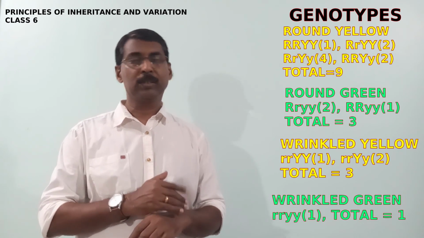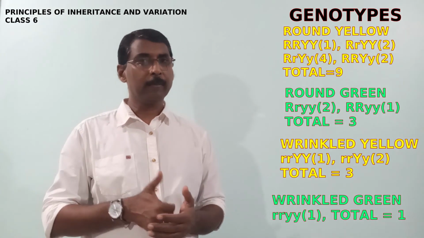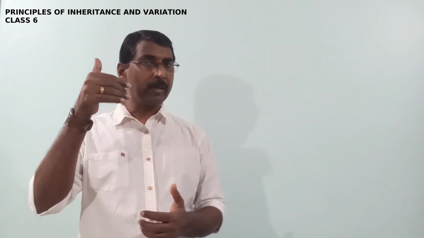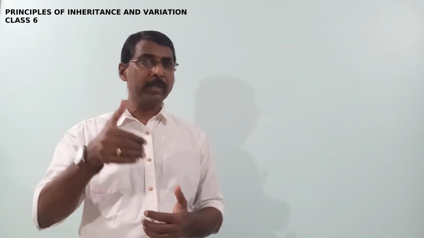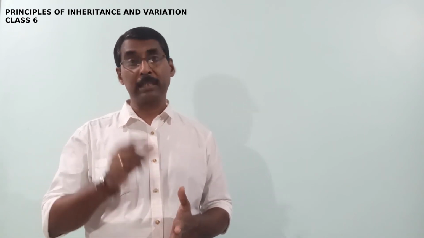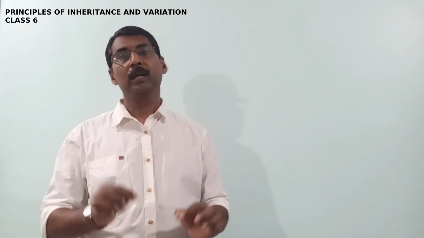So this ratio is called the dihybrid ratio. By conducting this experiment, he studied how one character influences the inheritance of the other character. And he put forward the principle, the third law of inheritance, that is the law of independent assortment.